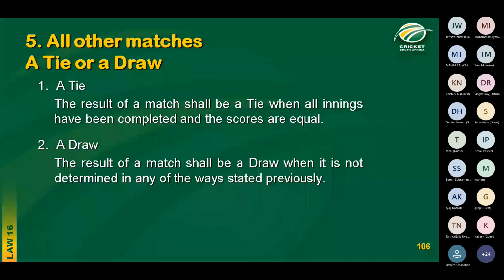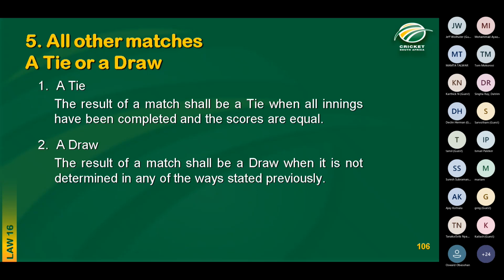So another example. Side A bats and scores 200. Side B goes in to bat and scores 150. Side A goes in to bat again and scores 100 all out. So now, if you add up what side B needs to chase, side A scored 200 in their first innings and 100 in the second innings, so that's 300. Side B was dismissed for 150 in their first innings, so side B needs to score 151 in their second innings to win the game.